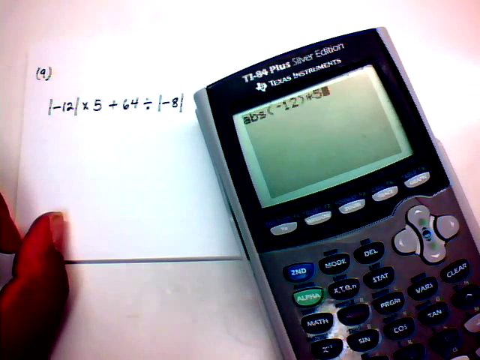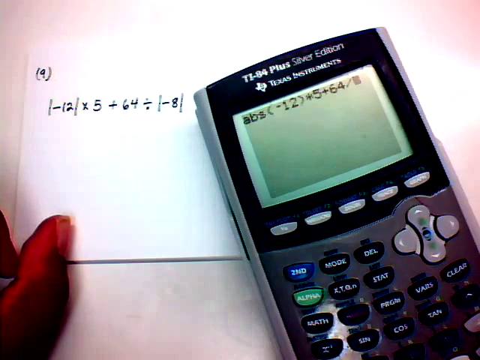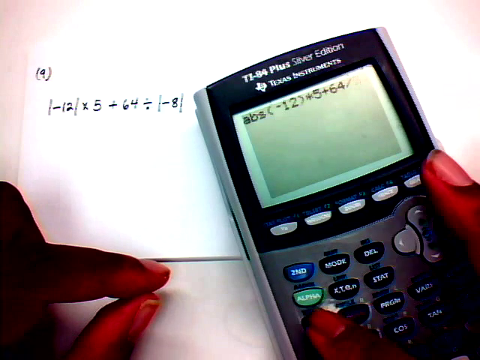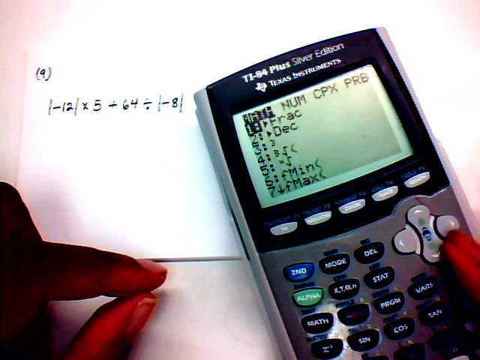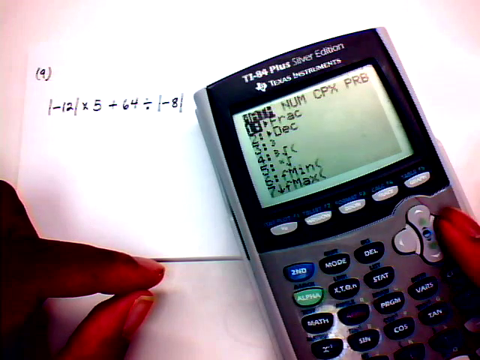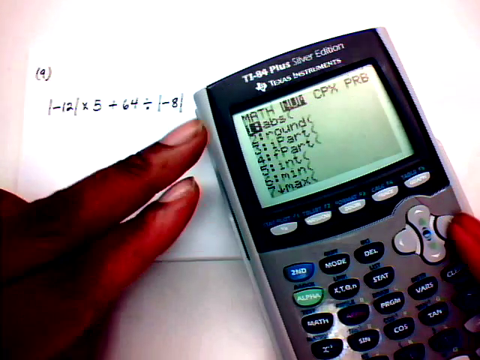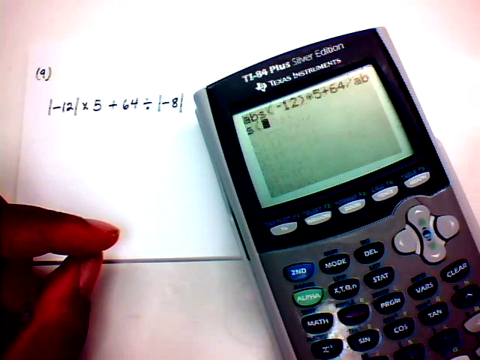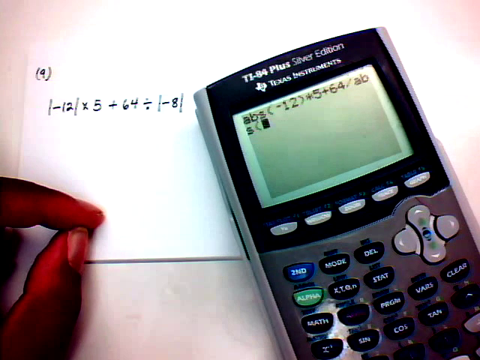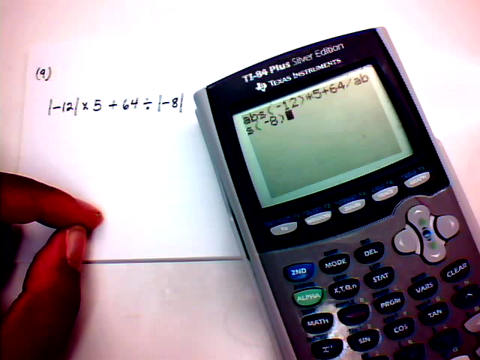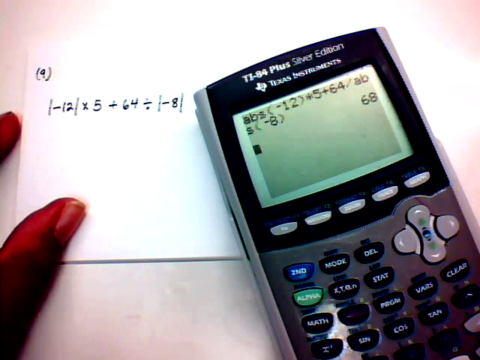And then times 5 plus 64 divided by, and again we got absolute value of negative 8, so we need to press the math key, use our right arrow key to get to the number menu, select number 1 for the absolute value, and then type in negative 8. And then hit enter. And that final answer would be 68.